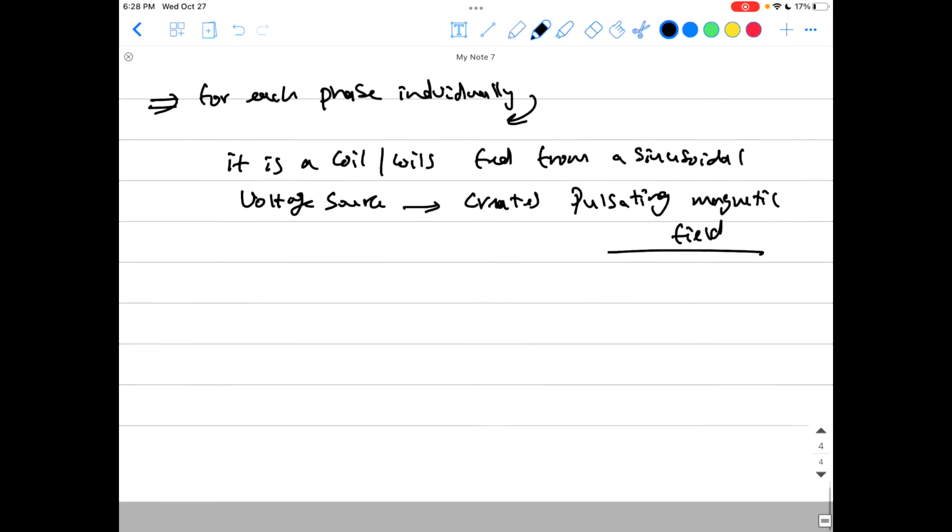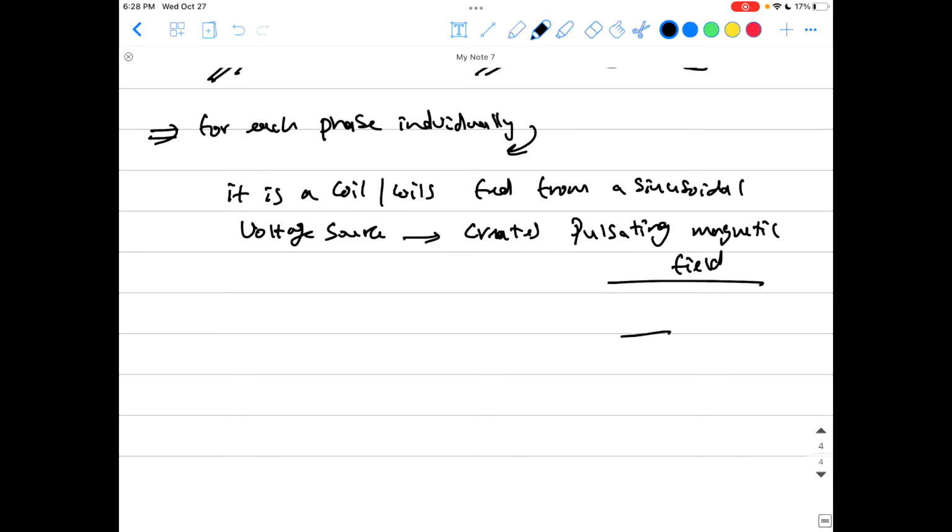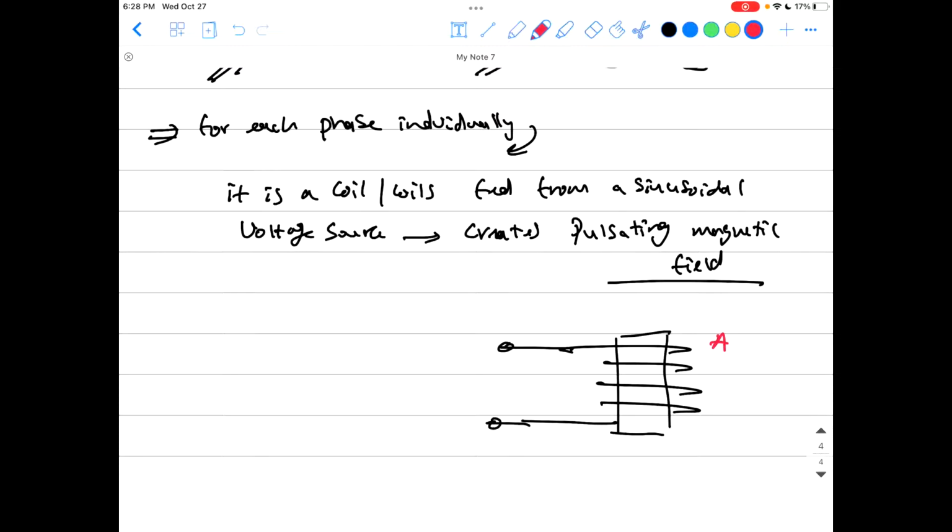Okay, what I mean by pulsating magnetic field, just imagine that I have an iron core like this, and I just have one coil like this. Consider this any phase of them, because any phase will be just like this. Call it phase A, for example. If you have a sinusoidal voltage source applied to it, a current will move through it, and this will now turn into an electromagnet, and now it gives a magnetic field.